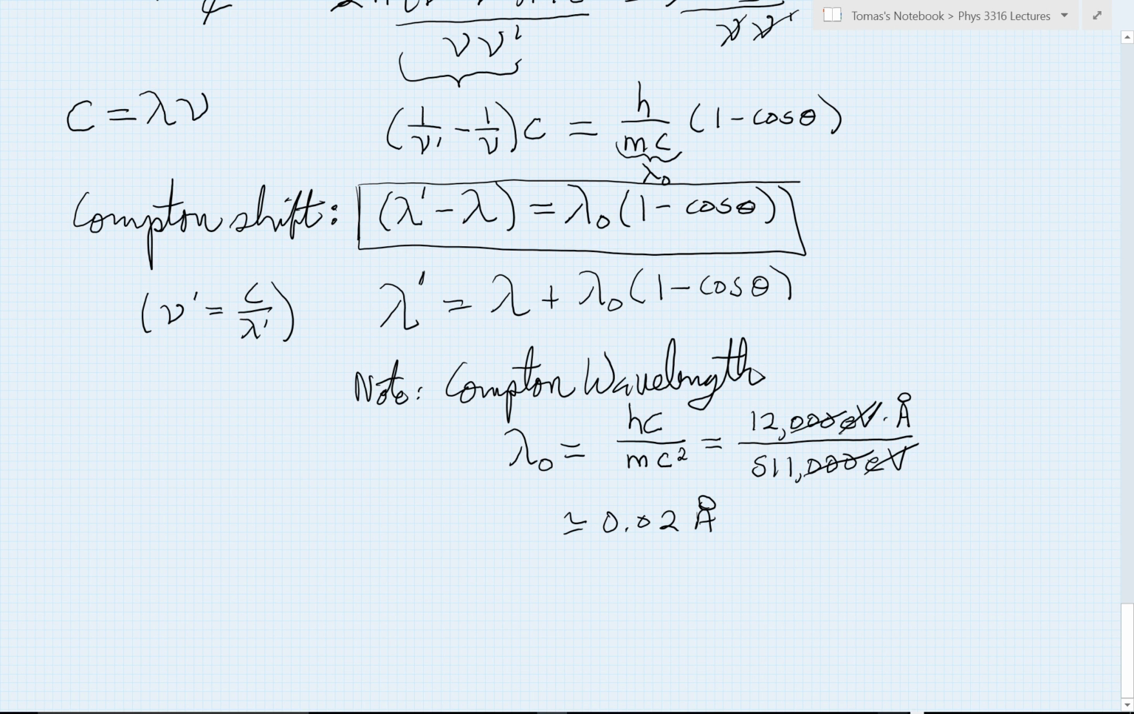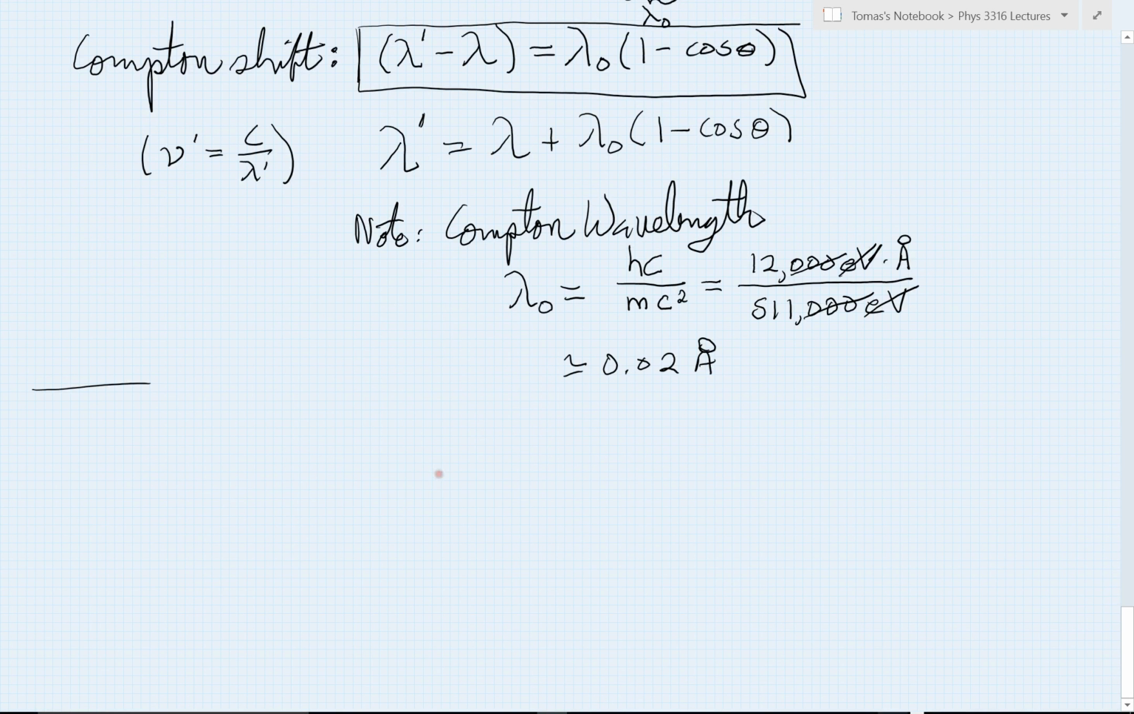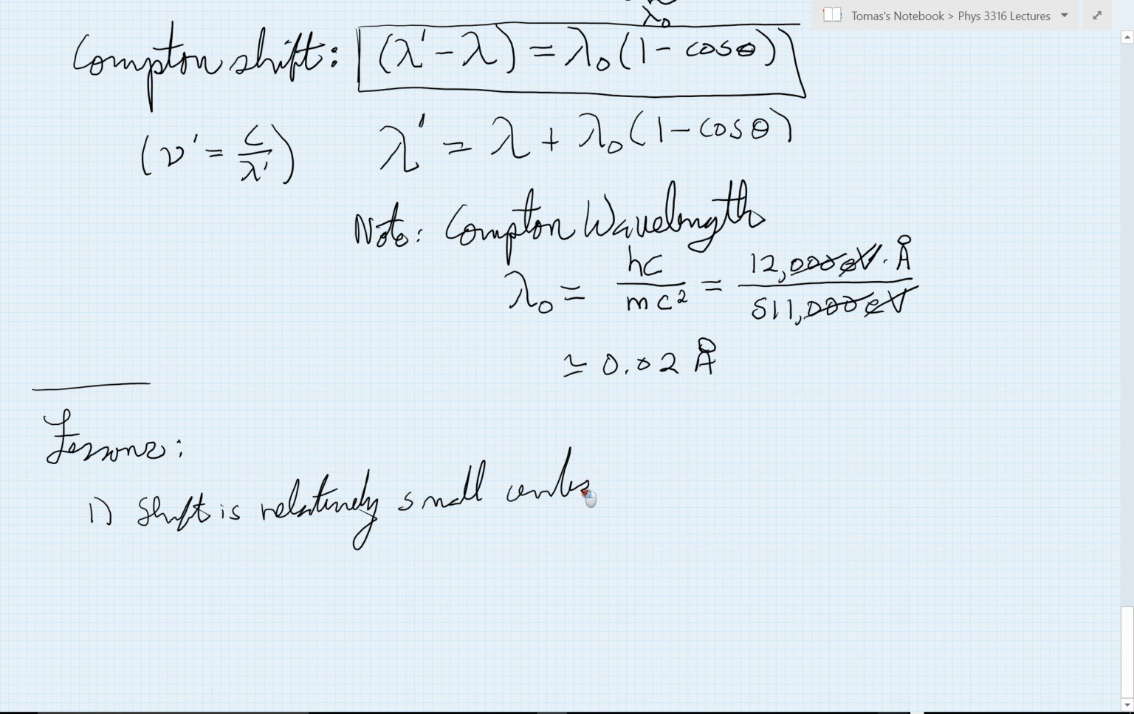So then, here are some important lessons that we learn from the results of our analysis. So, lessons. The first thing I want you to notice is that the shift itself is relatively small, unless the wavelength of the light, and in fact, I want to think about the incoming wavelength, unless the incoming wavelength is also very small.